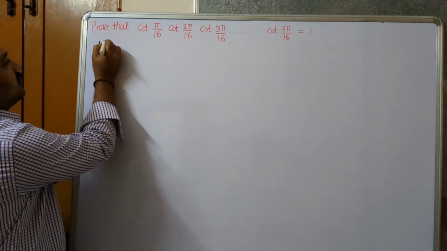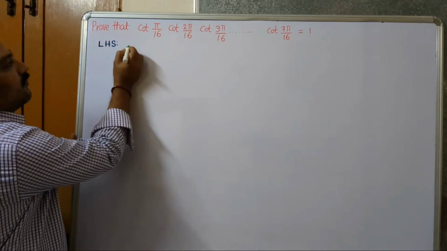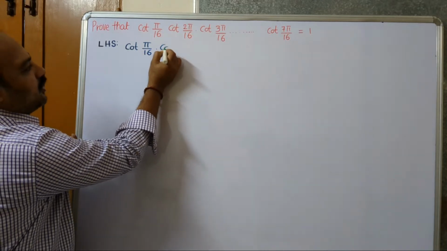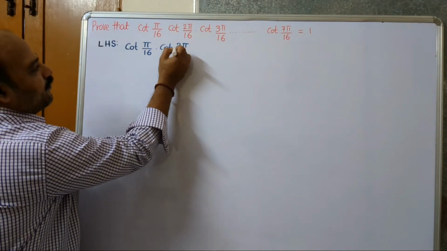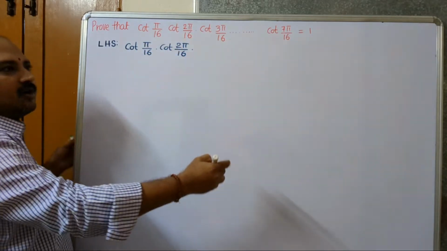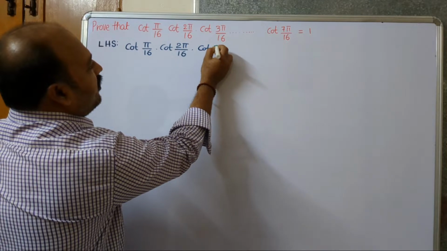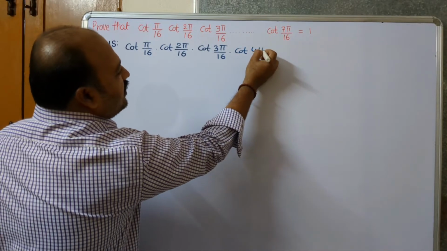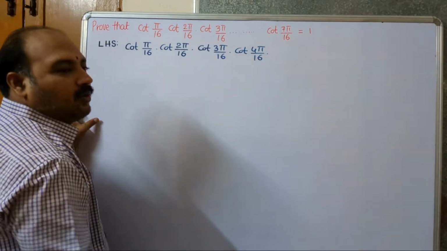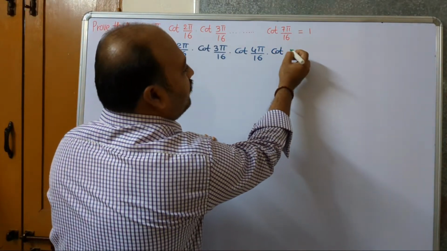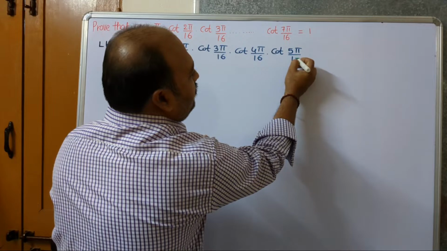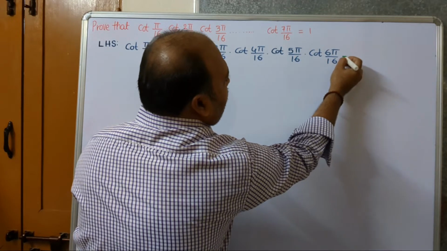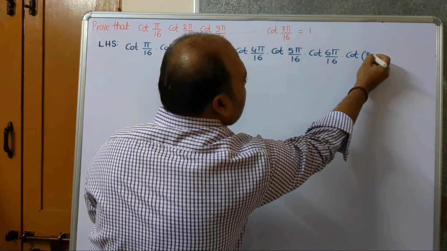LHS. First, cot pi by 16 as it is we are writing, into cot 2 pi by 16, like this till cot 7 pi by 16, write it, dear students. Cot 3 pi by 16 into cot 4 pi by 16 into cot 5 pi by 16 into cot 6 pi by 16 into cot 7 pi by 16.